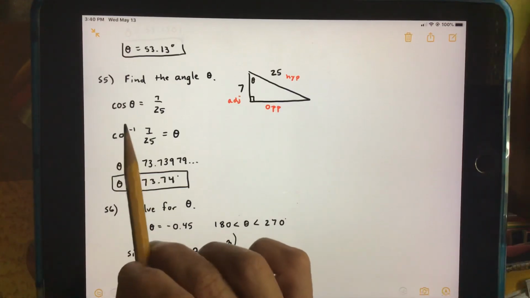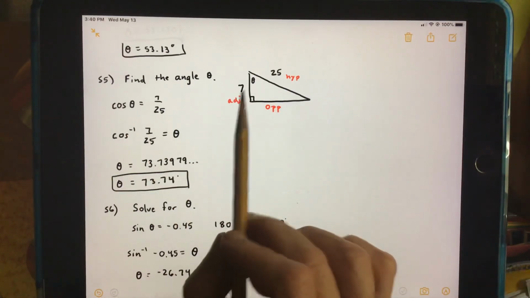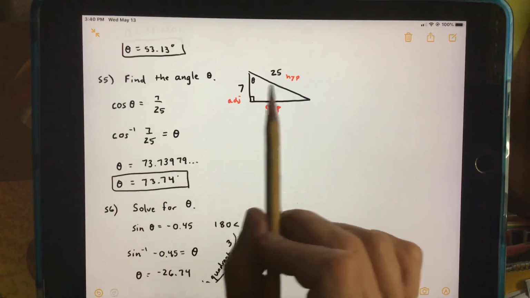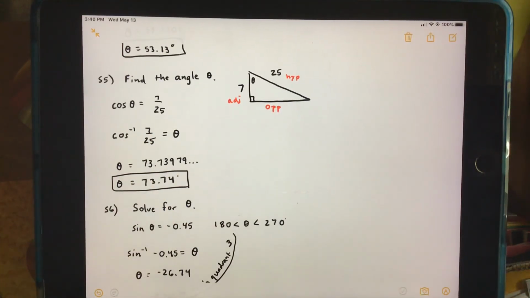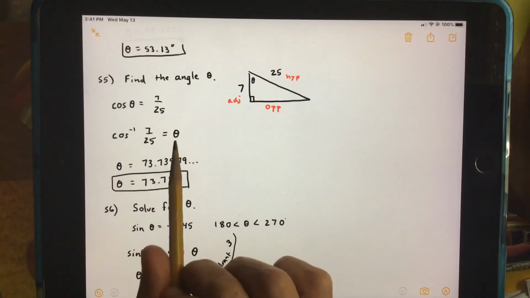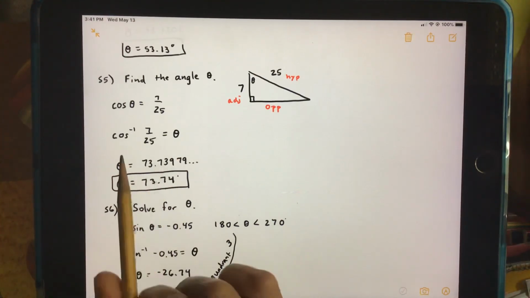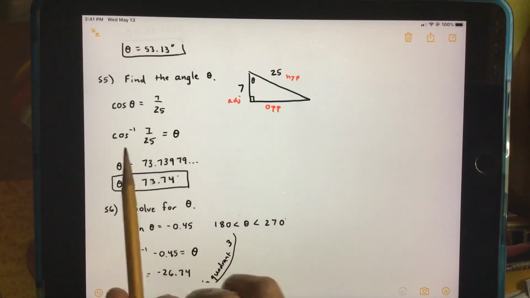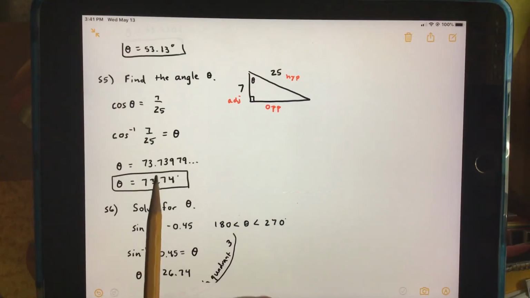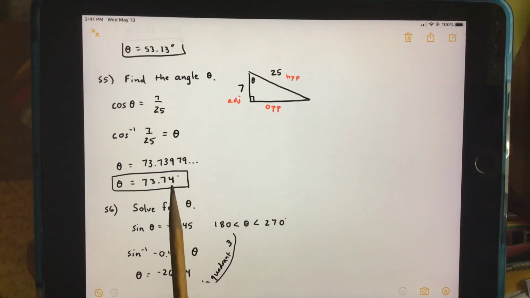All right, cosine of theta then is 7/25, adjacent over hypotenuse. I chose cosine because I know the adjacent and the hypotenuse lengths. Then I'm going to write the inverse function. So the angle whose cosine is 7/25 is theta. And then I'm going to use my calculator to find that inverse function value. The angle whose cosine is 7/25 is approximately 73.73979, and it goes on for quite a ways. We'll round that off to 73.74 degrees.